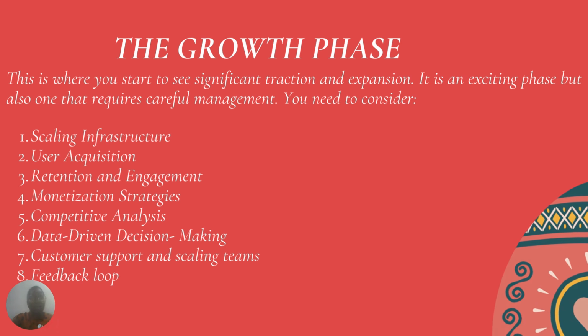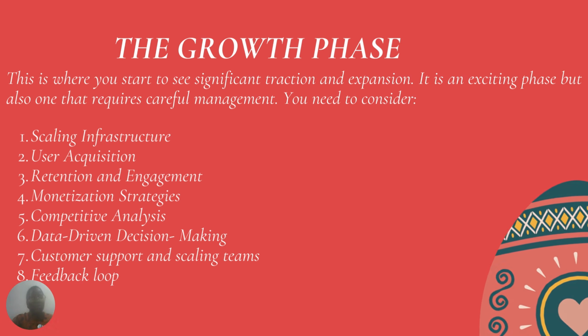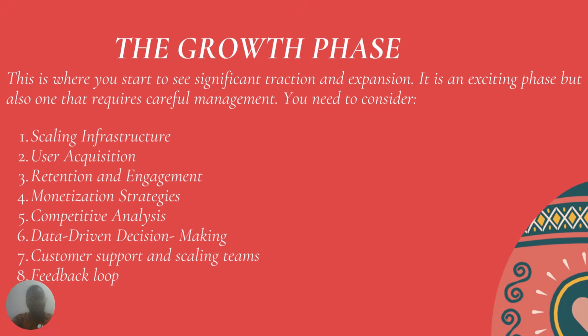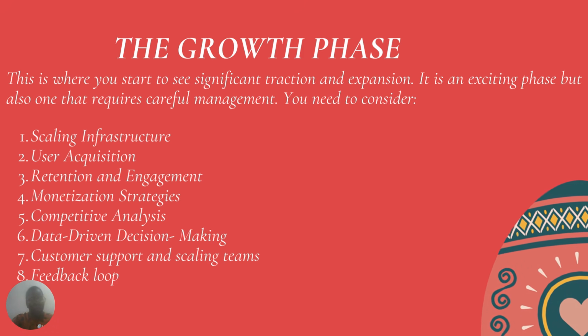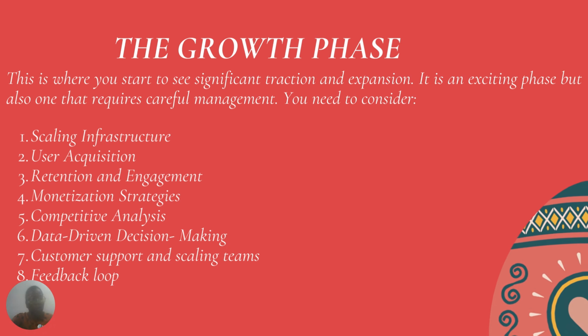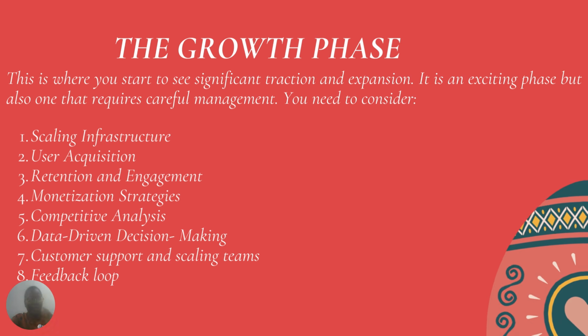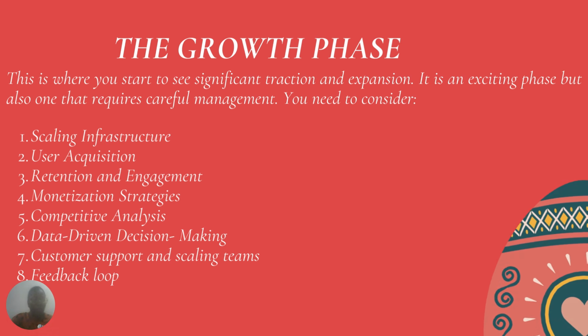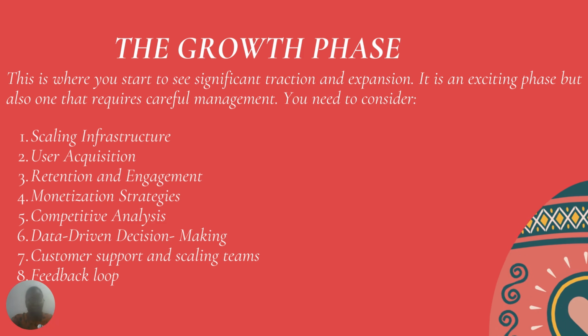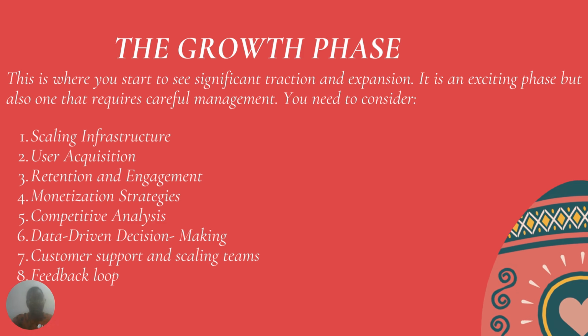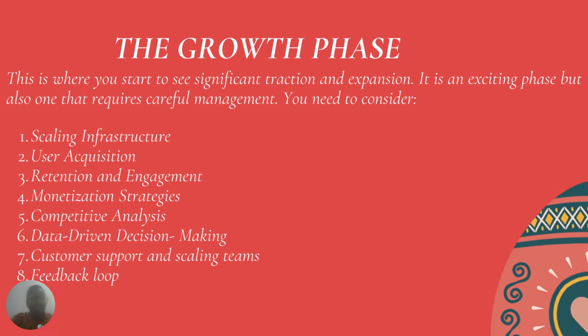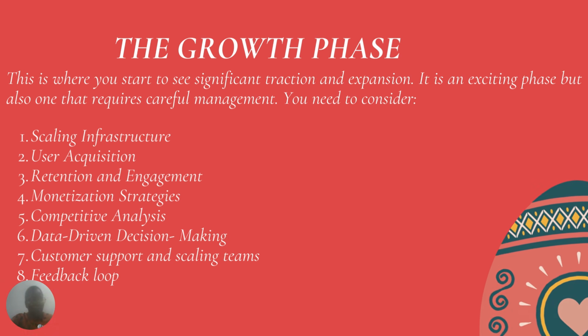So what are things that you need to consider in this growth phase? Number one, you're scaling infrastructure. You have to scale infrastructure, keep on getting better. User acquisition, look at how users are acquiring your products. Retention and engagement. How many people acquired it and how many people are still using it? And not just using it actively, right? In your monetization strategies, your competitive analysis, keep on looking at them.